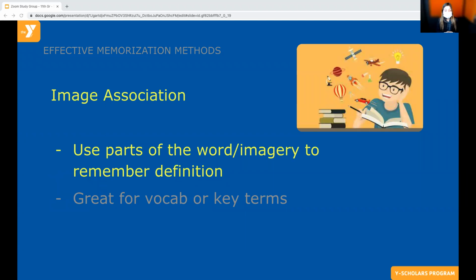So another one that we are going to discuss today is mnemonic. That comes with image association. So it's using parts of the words or imagery to remember definitions. Again, this is great for vocab or key terms. These image associations are good for those complicated subjects, because again, it's a creative way of expressing this information in a different format. So images allow you to use a creative story of a word, or help you visualize something to help you better remember the information you want to memorize.